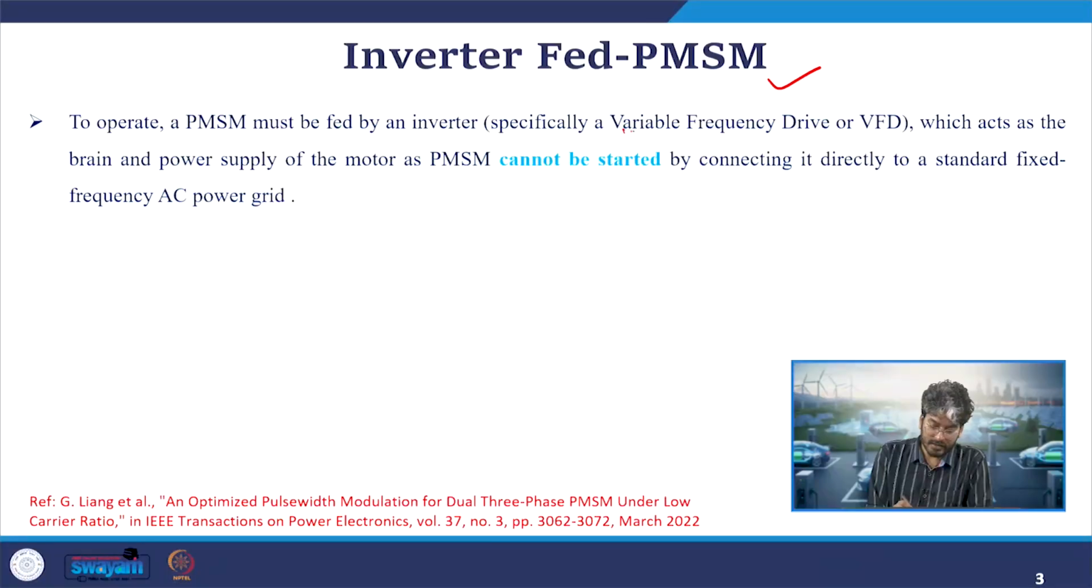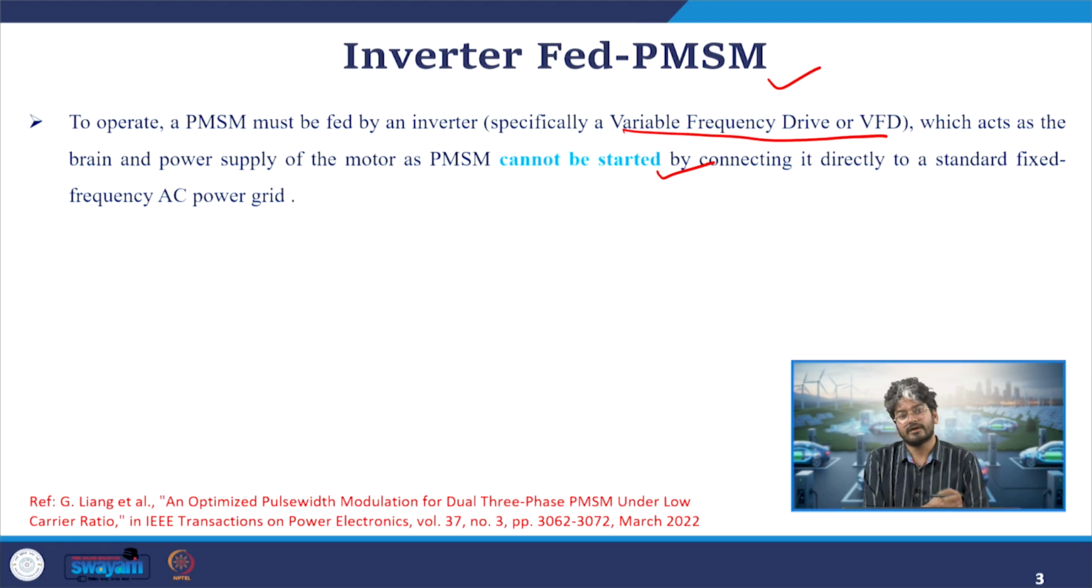It will be a variable frequency drive. So why does it require variable frequency? Now we have seen that the motor runs at the synchronous speed. Now we have to change the synchronous speed if I need to change the speed of rotation of the vehicle. The inverter acts as the brain and power supply for the PMSM, and the motor cannot be started by connecting it to the fixed frequency AC. Why?